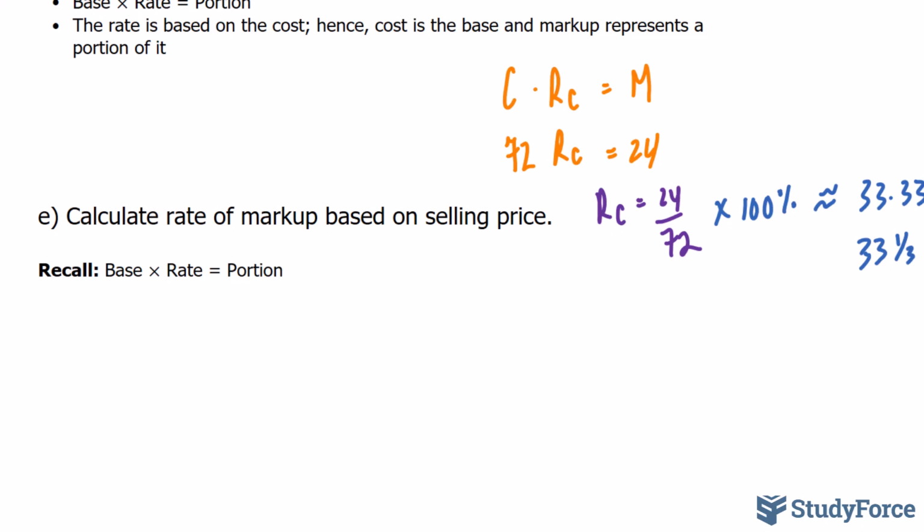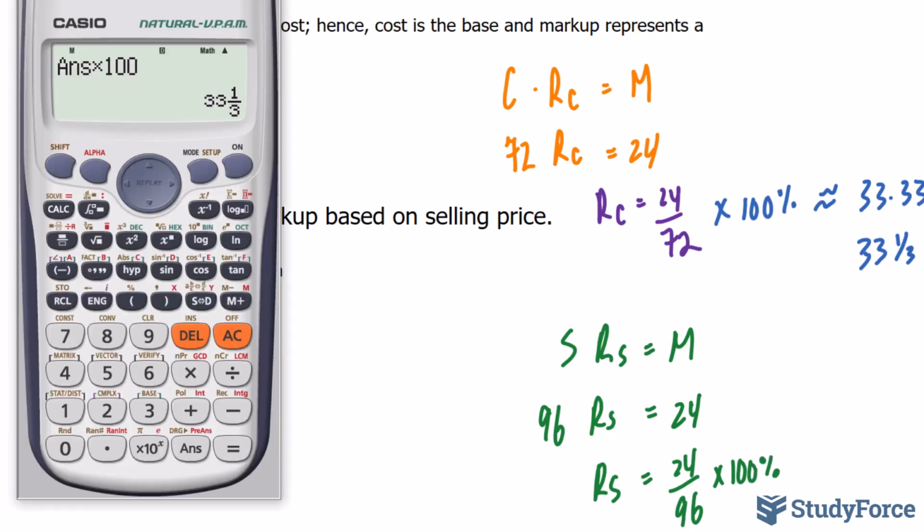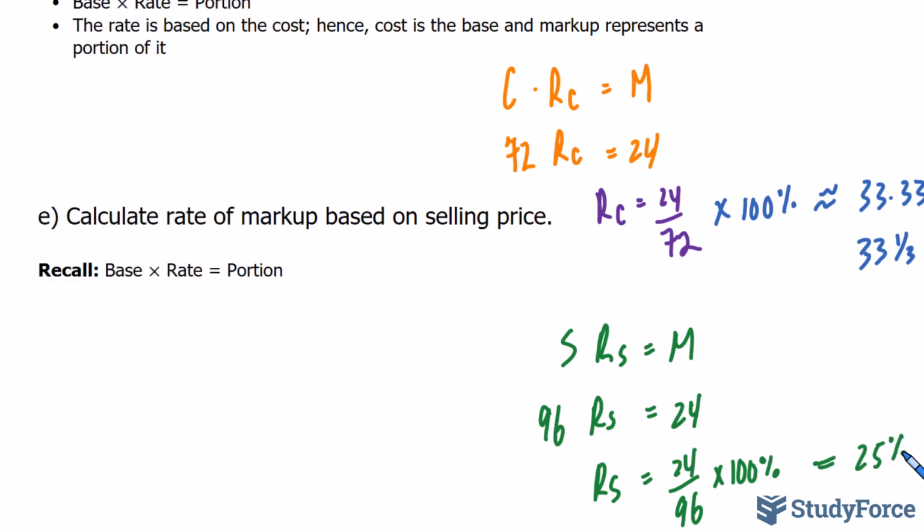Question E asks, calculate the rate of markup based on the selling price. So this time our base values are selling price, our rate of markup will be represented as R sub S, and our markup will be represented by M. Replacing M with 24 and S with 96. And using the same algebraic approach as before, R sub S is equal to 24 divided by 96 multiplied by 100%. So in our calculator, 24 divided by 96 times 100%, or a factor of 100, and we end up getting 25%. So the rate of markup based on the selling price is 25%.